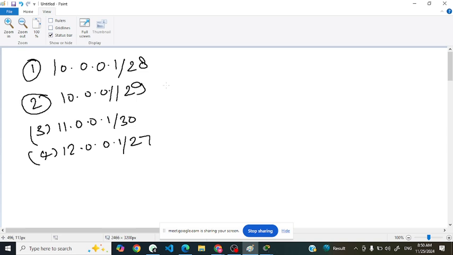Lakshman, what will be the subnet mask for slash 29? 255.255.255.248. Abdul, what will it be for slash 30? 255.255.255.252. Okay. Ravi Shankar, what will it be for slash 27? 255.255.255.224, sir.